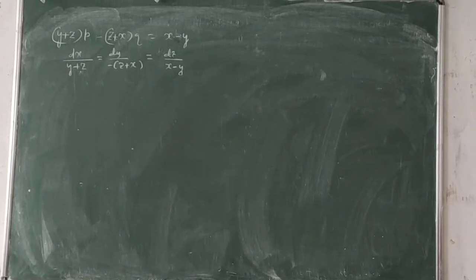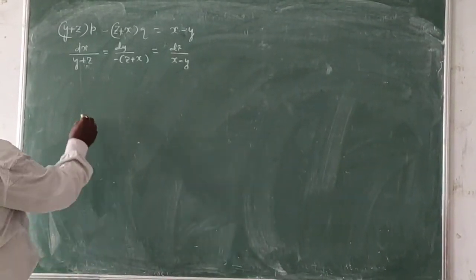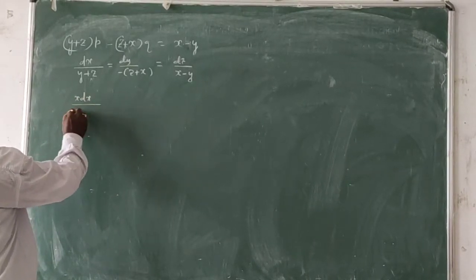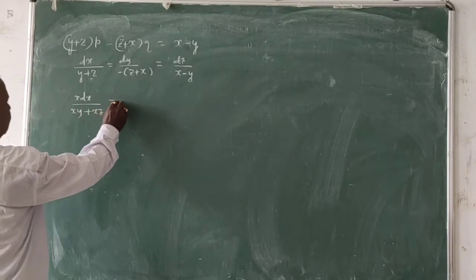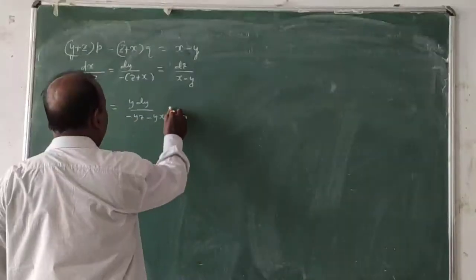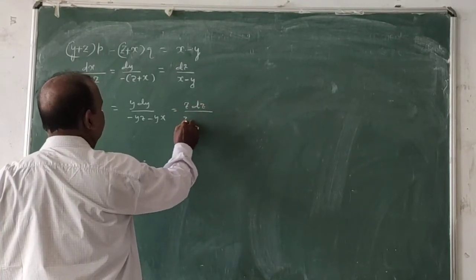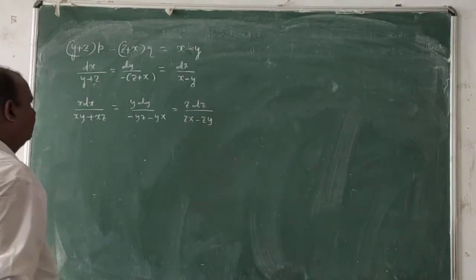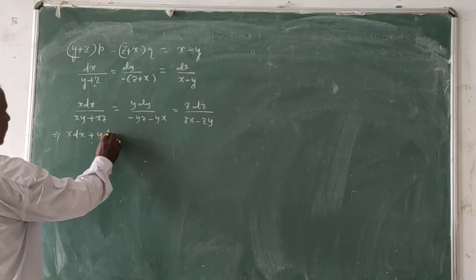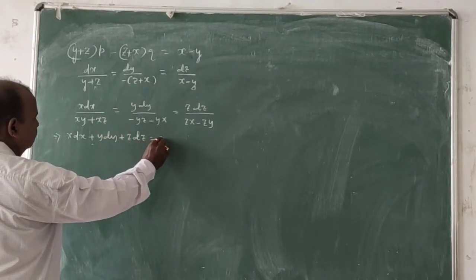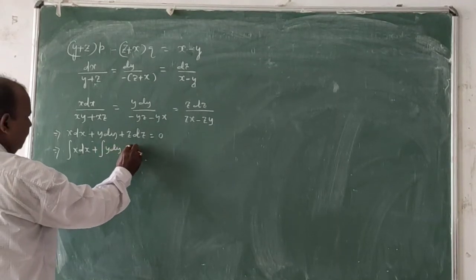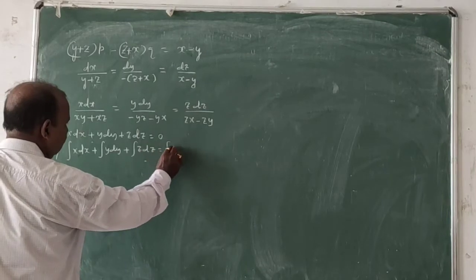So you do one thing: let us write this as dx by y plus z. Then x dx divided by xy plus xz is equal to y dy by minus yz minus xy is equal to z dz by zx minus zy. So you just add them. What you get is x dx plus y dy plus z dz divided by 0. Now this implies the integration of x dx plus the integration of y dy plus the integration of z dz equals 0.